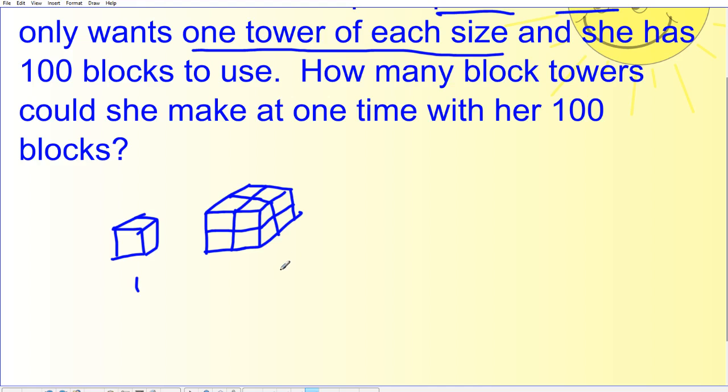There you go. So it's a perfect cube again. This side has 2, this side has 2, that side has 2. Well, how many blocks is that? 2 times 2 times 2 is 8. The next biggest one she'd make is if all the sides had 3 blocks on it. That would look kind of like a Rubik's Cube, if you know what a Rubik's Cube looks like.